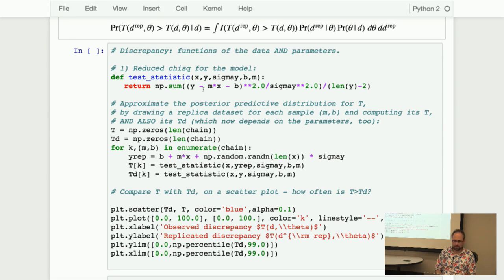But anyway, here is a test statistic that people love to use. You see reduced chi-squared in papers all the time. Here it is being given a new lease of life in posterior predictive model checking. So we write that down.